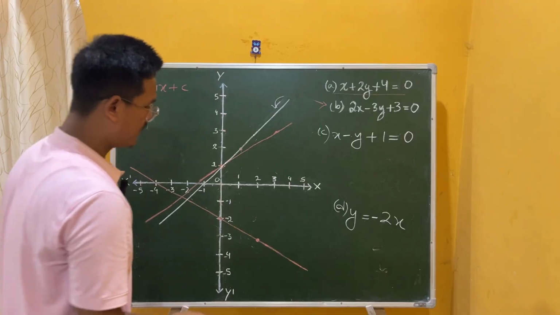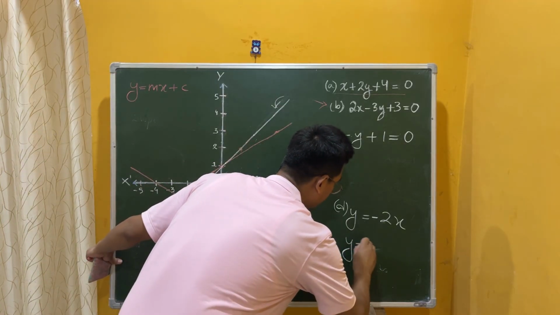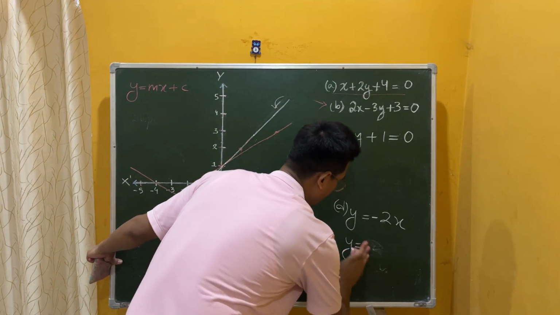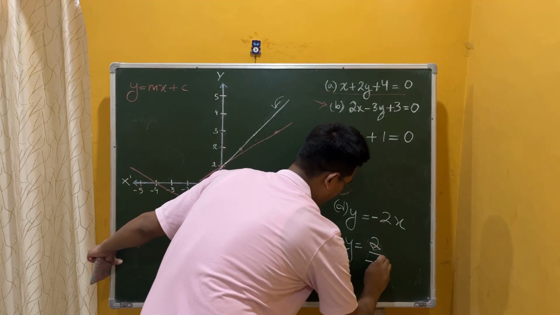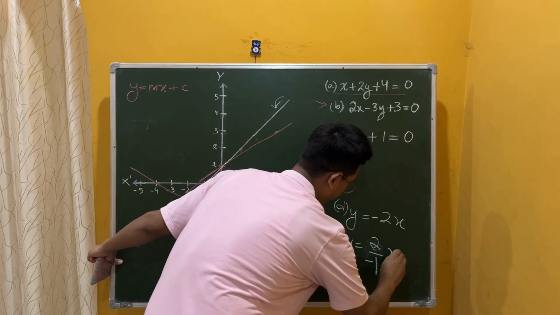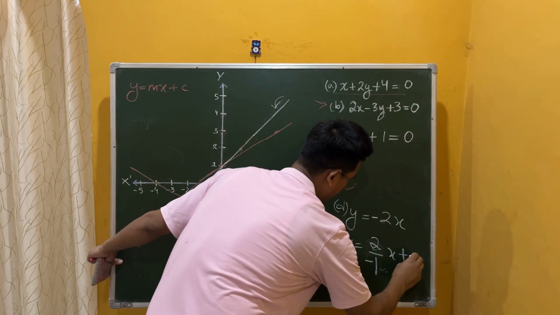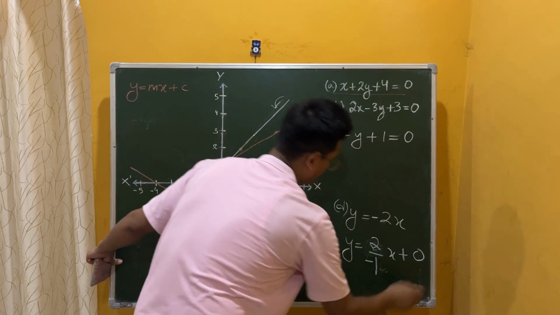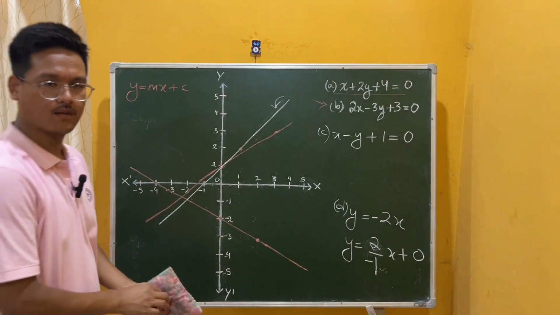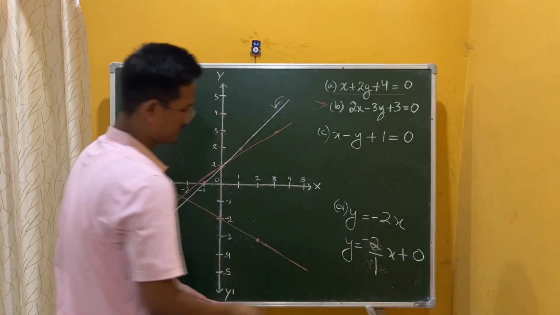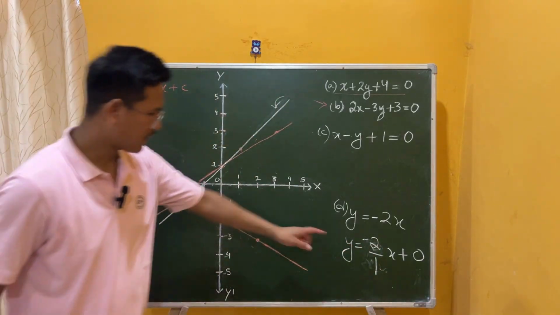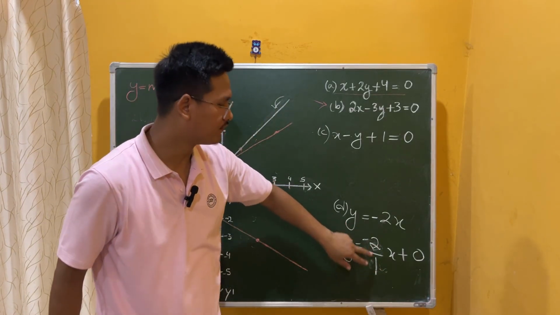So from equation number D, I can do this. y equals 2 upon minus 1 x plus 0. Anyway, I could have written this as minus 2 upon 1 in order to give numbers for rise over run.